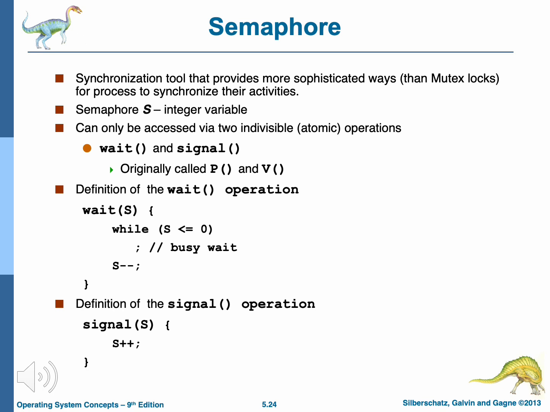All modifications to the integer value of the semaphore in the wait and signal operations must be executed indivisibly. That is, when one process modifies the semaphore value, no other process can simultaneously modify that same semaphore value. In addition, in the case of wait(S), the testing of the integer value of S <= 0, as well as its possible modification S--, must be executed without interruption. We shall see how these operations can be implemented a little later. First, let's see how semaphores can be used.